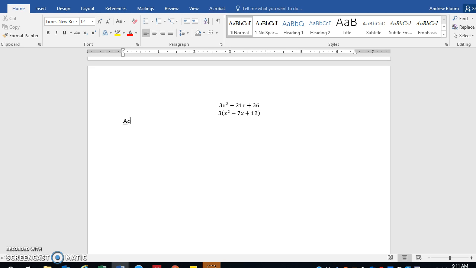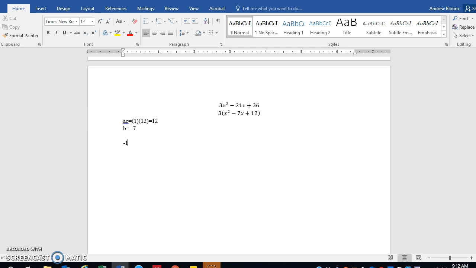And in this case, AC is positive 12, right? It's 1 times 12, and that's 12. B in this case is negative 7. So we need to find two numbers that multiply together to be 12 and add together to be negative 7. So we know that both of these numbers are going to have to be negative, right? The only way for us to multiply two numbers together and get a positive number is for both numbers to be positive or both numbers to be negative.